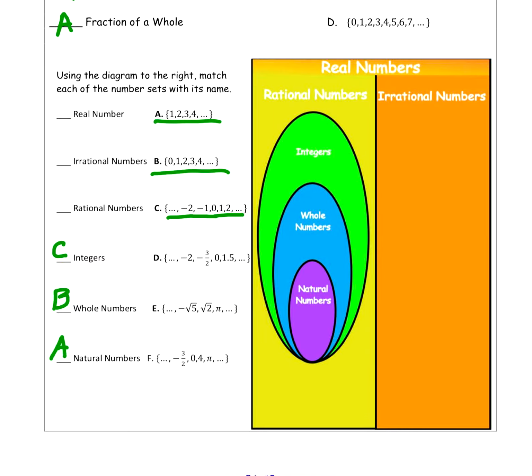Let's take a look at D. Okay, we have whole numbers and natural numbers in here. We have integers because of -2. And we seem to be adding here fractions. So -3/2 and 1.5. These are going to be rational numbers.